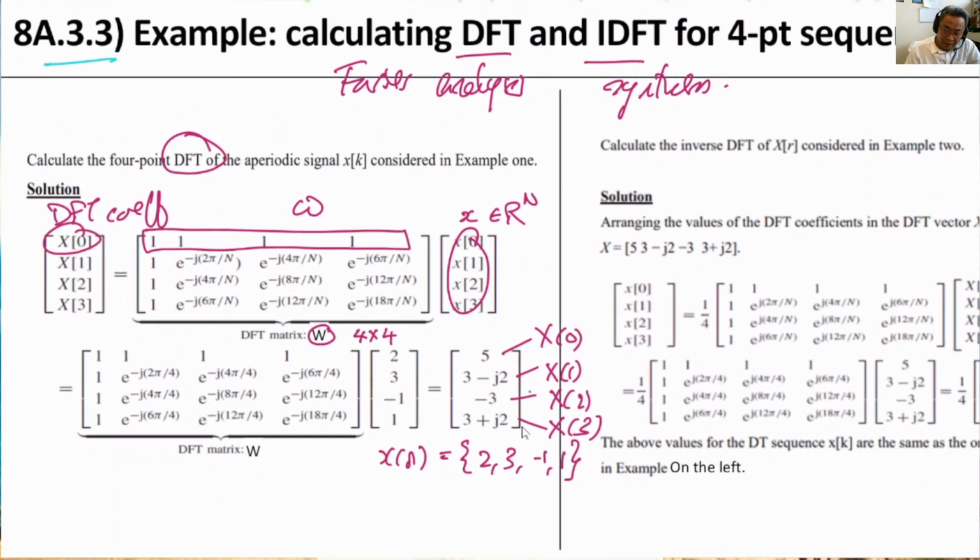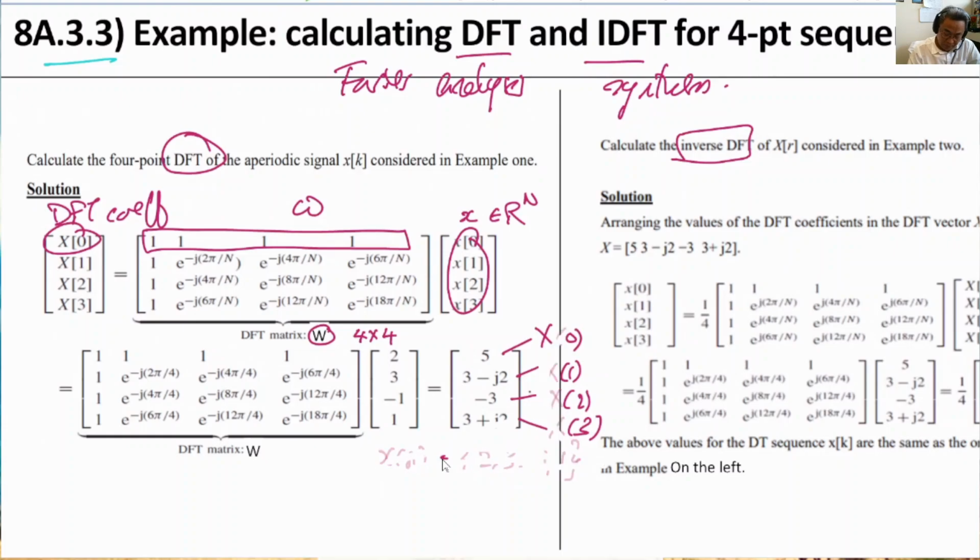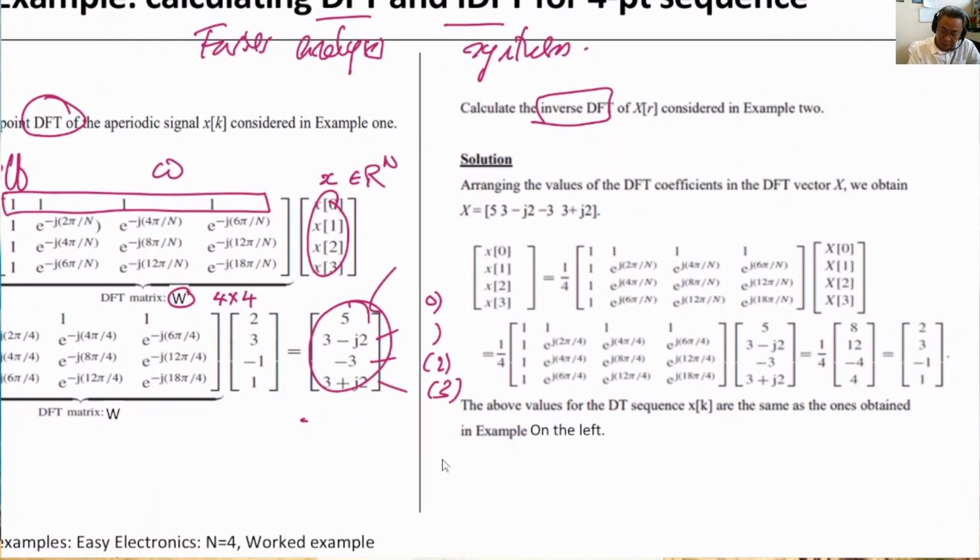Now, the inverse DFT basically takes this vector here, and sends it to here. And this is the WH matrix. And this is 1 over N. So it's 1 over N times WH multiplied by this matrix. You do again the brute force, you get back the original number here.